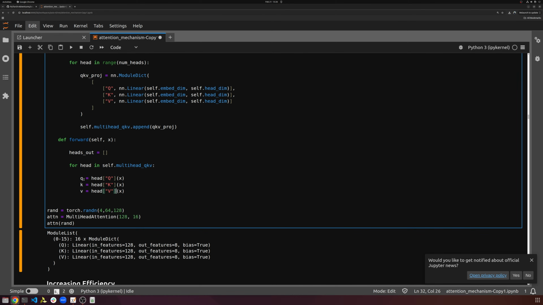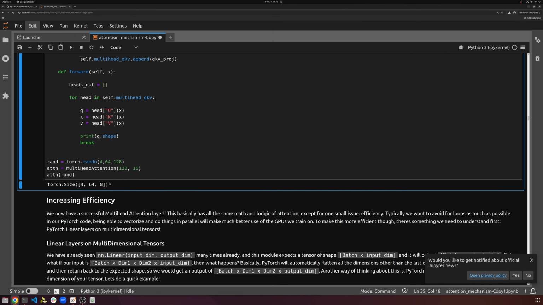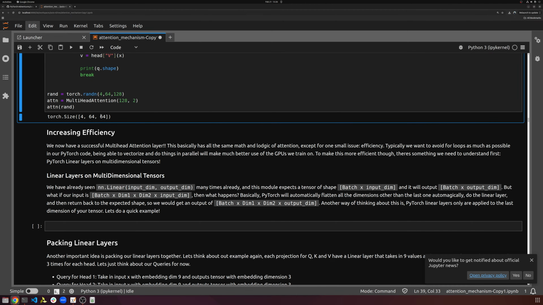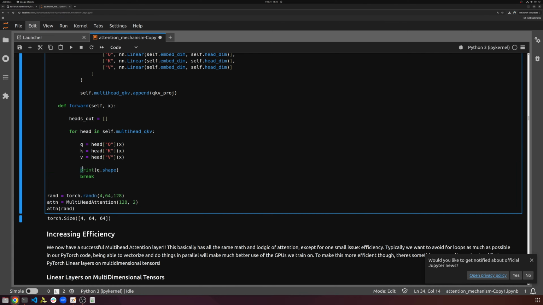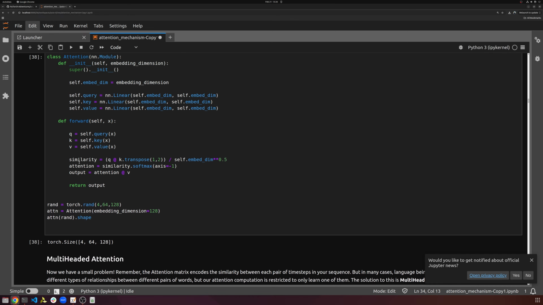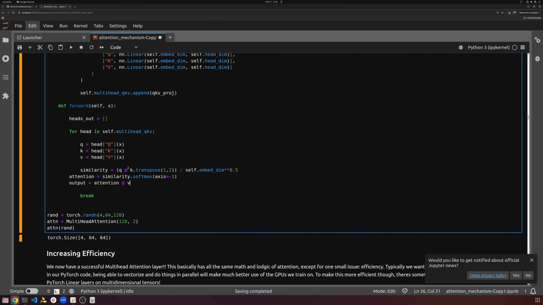Now that we've done the QKV, everything else is the same, but again, the difference here is that if we print Q.shape, and all the other ones being the same, it's down to an embedding dim of 8. So we started with 128. We're now down to 8. Let's put this back to 2, just so it stays simple. So we're down to 64, right? So there we go. Everything else is the same. So we can actually go up here and copy paste this part, because computing the similarity, computing the output, computing everything is ready to go.